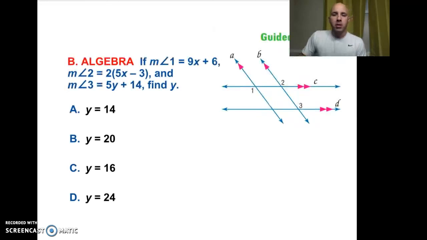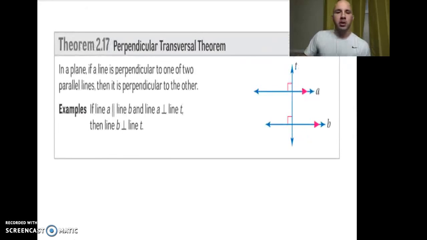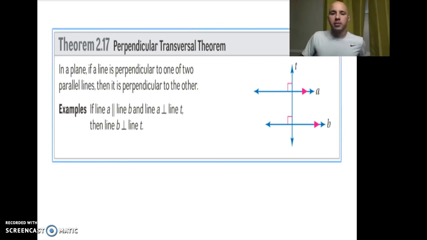Same thing here. You're going to try to figure out what y equals. Make sure you understand the relationships between 1 and 2 and 2 and 3. And the last definition here is the perpendicular transversal. Remember, perpendicular is where the two lines intersect and form a right angle. So if the lines A and B are parallel, and line A and line B are perpendicular to each other, right?